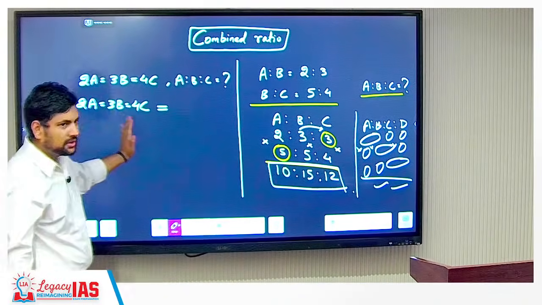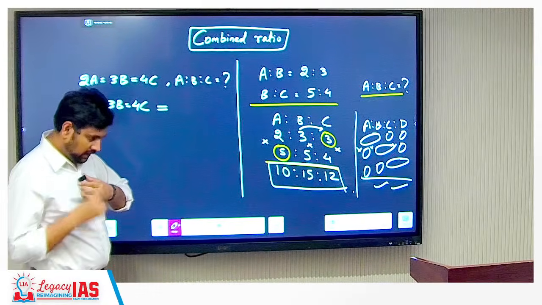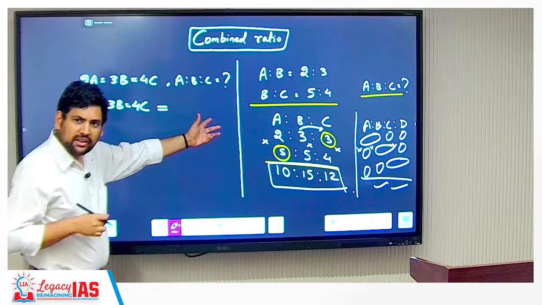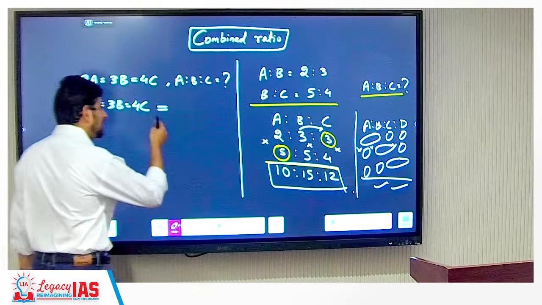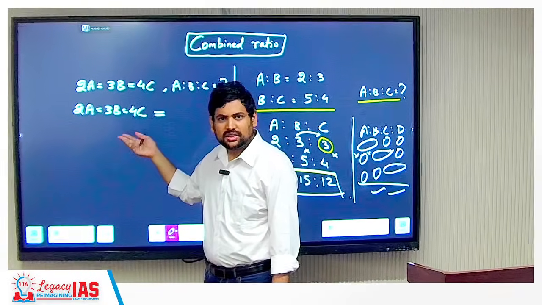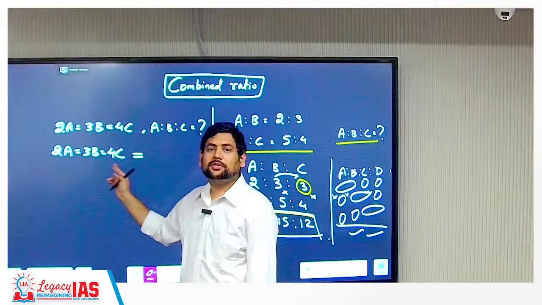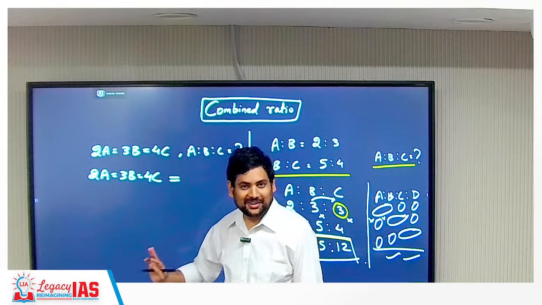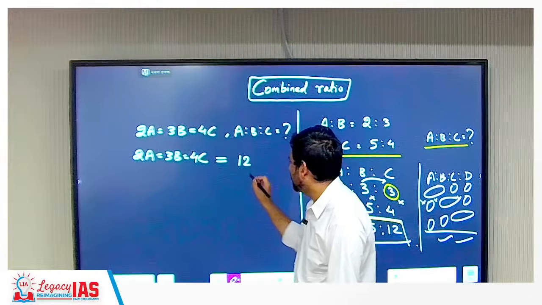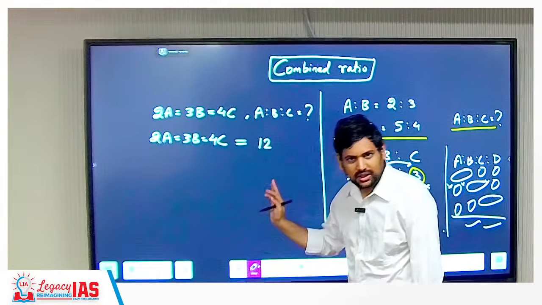So 2a is equal to 3b is equal to 4c. Now I can equate it to any number. So I will equate it to, let's say, their LCM. I have 2 here, 3 here, 4 here. You can just multiply: 2 3s are 6, 6 4s are 24. Or if you know LCM, you know 2, 3 and 4 have an LCM of 12. So you can write here 12 or 24, it does not matter.